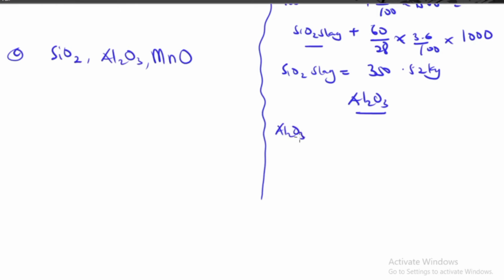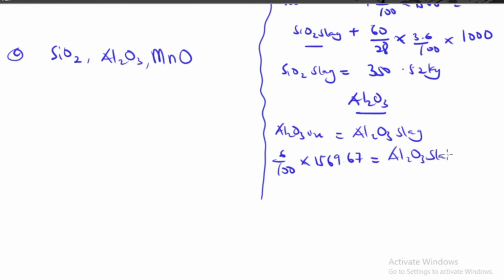Alumina in the ore is equal to the alumina in the slag. So let's find the alumina in the ore. The alumina in the ore was 6%, so 6 over 100 times the mass of ore, 1569.67, is equal to the alumina in the slag. Therefore, the alumina in the slag becomes 94.2 kilograms.